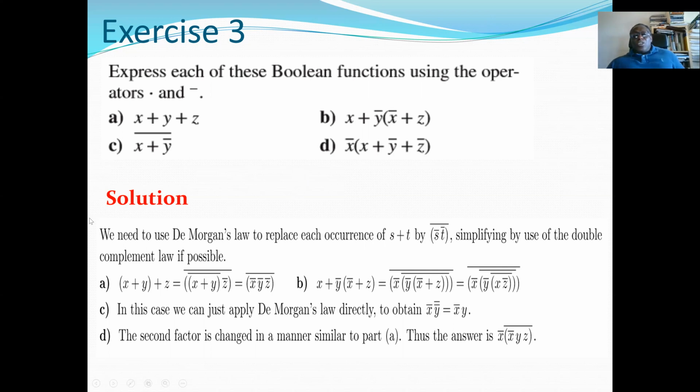And when we look at C also, we have to change this to plus. So we remove the invert. We get x invert times y invert invert, where invert invert will cancel. So our answer will be x invert y.